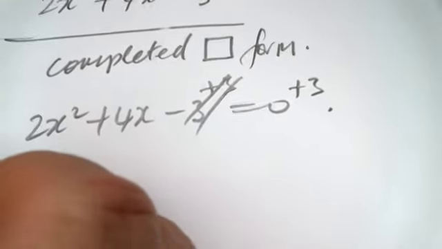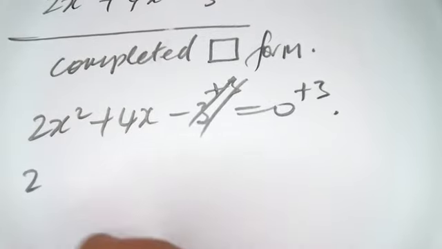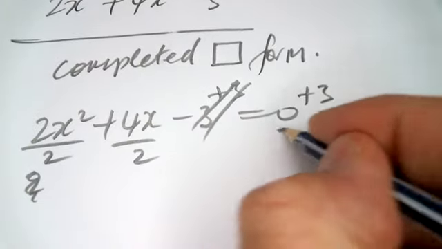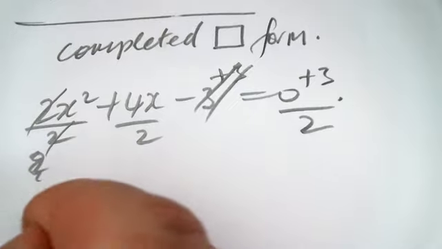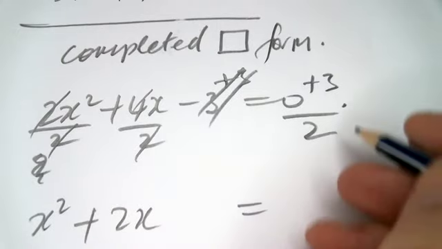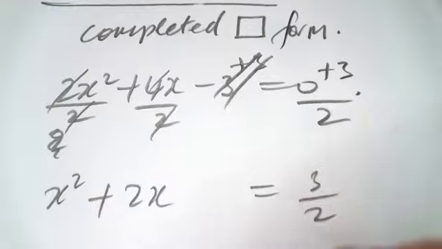So I'm not solving for x this time, yeah? So I've got 2x squared, and what I'm going to do is divide everything by 2. Divide this by 2, divide this by 2, and divide this by 2. So, of course, that leaves me with an x squared. 4 divided by 2 is 2, so it's plus 2x equals 3 on 2.